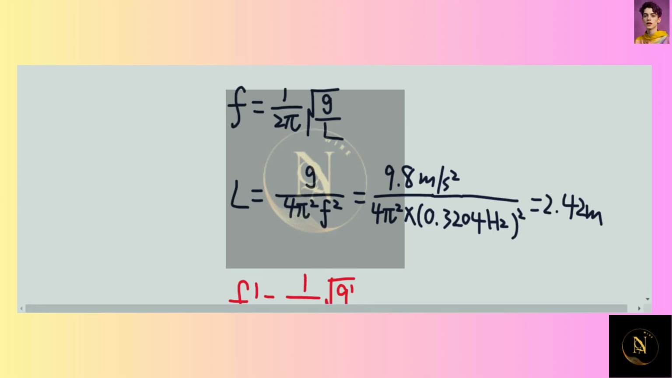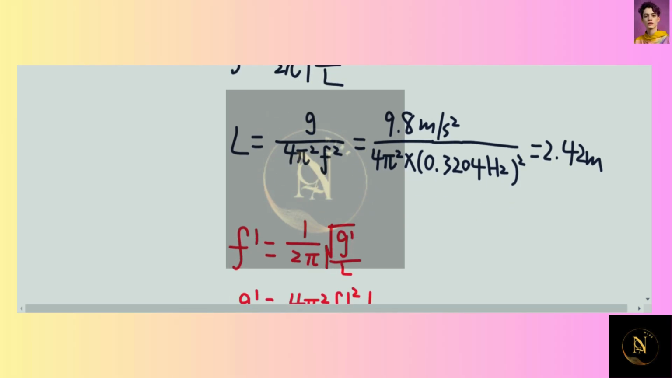So frequency is equal to 1 over 2 pi times square root g over L. So therefore L should be equal to g over 4 pi squared times f squared. And we know the initial frequency was given as 0.3204 hertz. Okay, and acceleration of gravity was given as 9.8 meter per second squared. So therefore we have the length of the pendulum is equal to 2.42 meter.